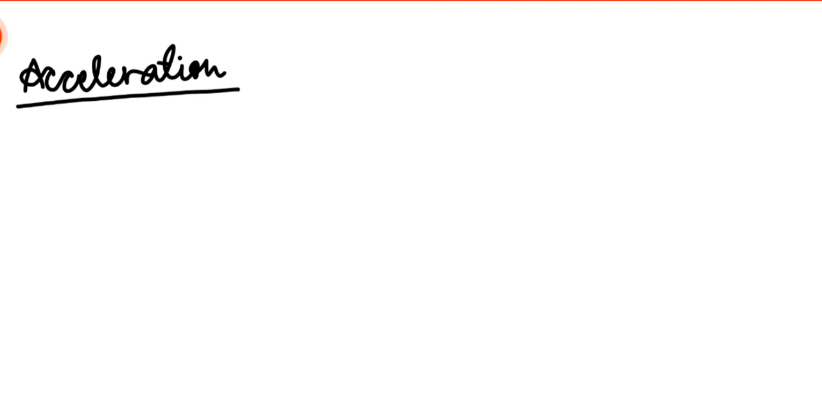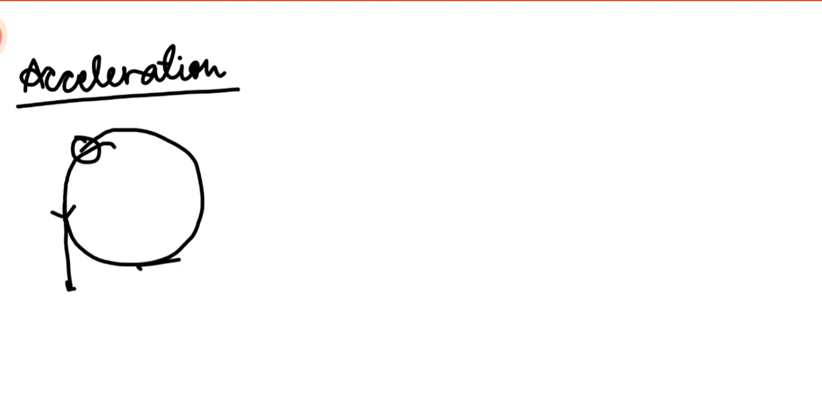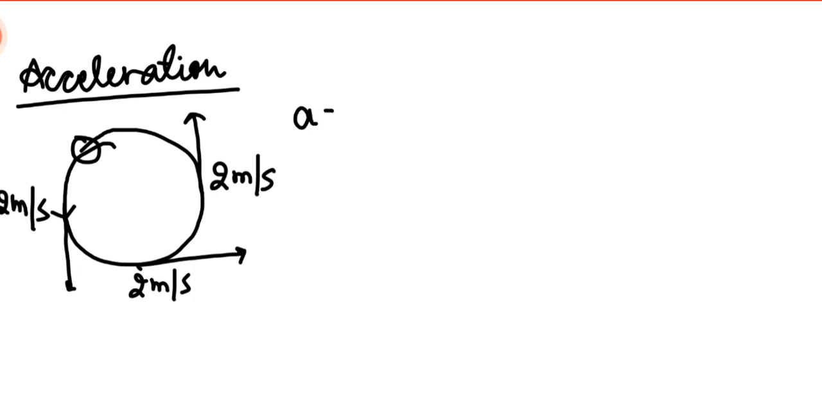Now let us consider, students, an object moving in a circular motion. At every point of time, the magnitude of the velocity is constant. Let us consider it is 2 meter per second, again 2 meter per second, again 2 meter per second. Here, is the object having any kind of acceleration? So you can pause the video and try to answer.